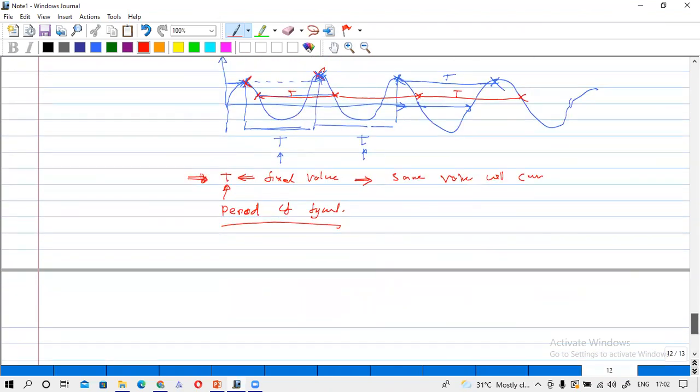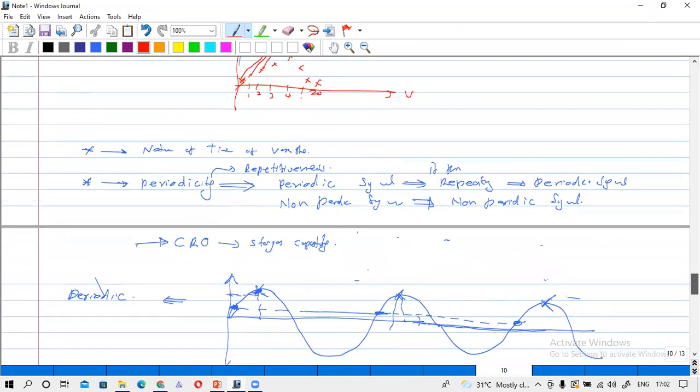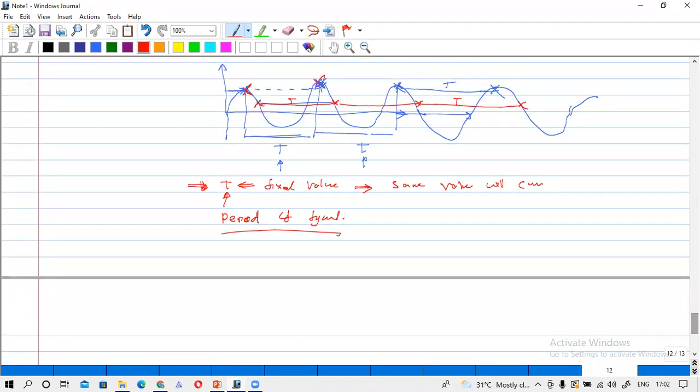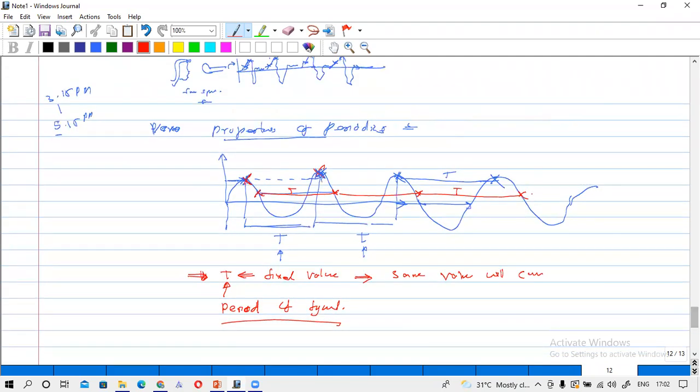Okay, now we are starting the mathematical representation here. Let's say this is the signal. This is the time axis, and this may be a voltage, a current, or a power, anything. Let's say this is X.